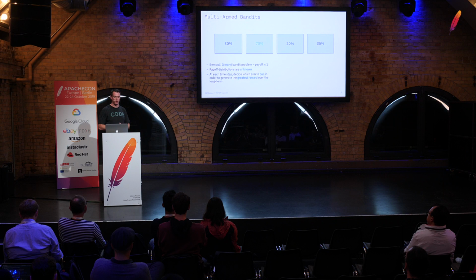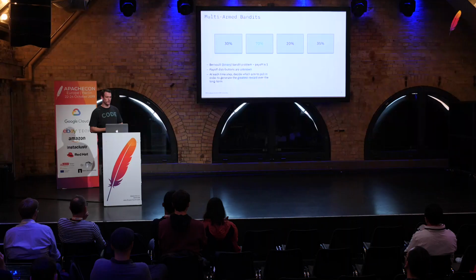Now, at each time step, I can only pull one arm at a time. You can obviously extend this to being able to pull multiple arms and having multiple players at one time step, but for now we'll assume that I can only pull one of these arms at a time. And my goal is to maximize my reward. So at each time step I must choose which arm to pull, and I want to get the greatest reward over the long term.